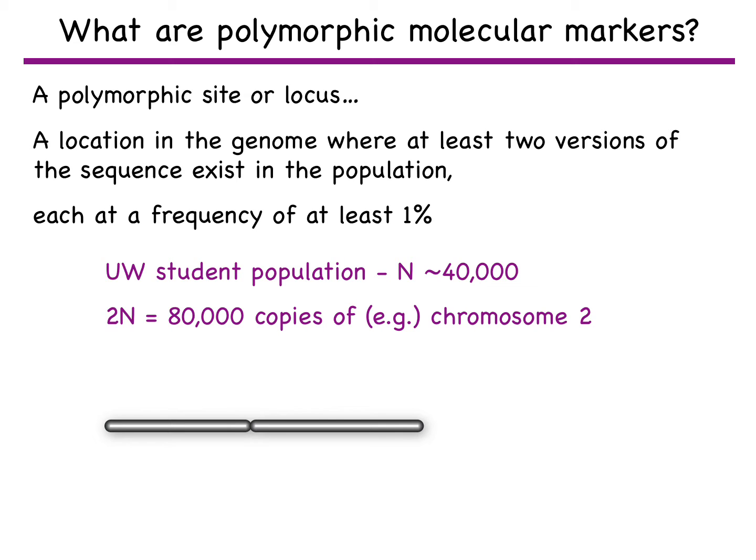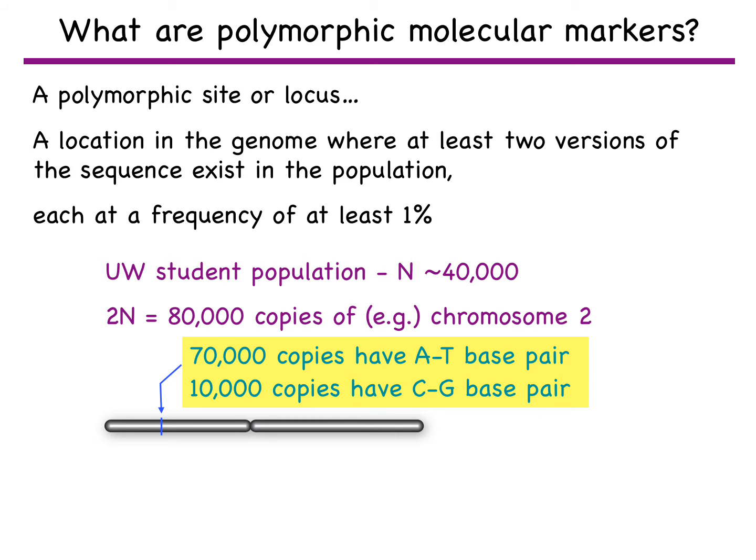Okay, so each person in the population has 2 copies of chromosome 2. That means there are 80,000 copies of chromosome 2 in that 40,000 student population. Let's say at one particular site, if you sequenced a portion of chromosome 2 in all these 40,000 students, maybe you would find that 70,000 copies of chromosome 2 have an AT base pair at this site, and 10,000 copies have a CG base pair at this site.